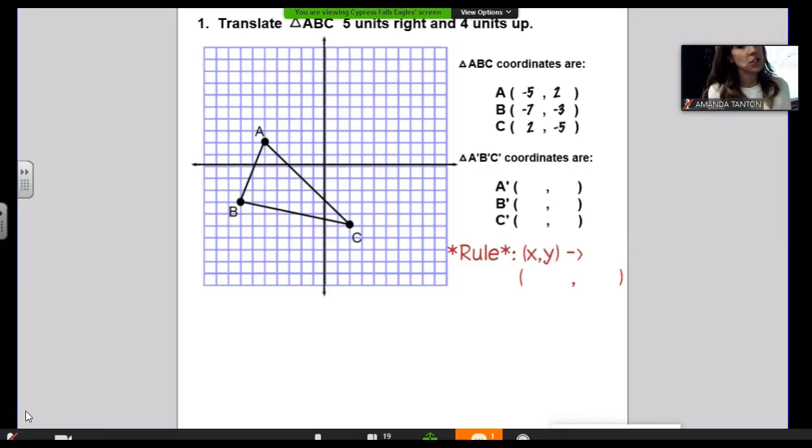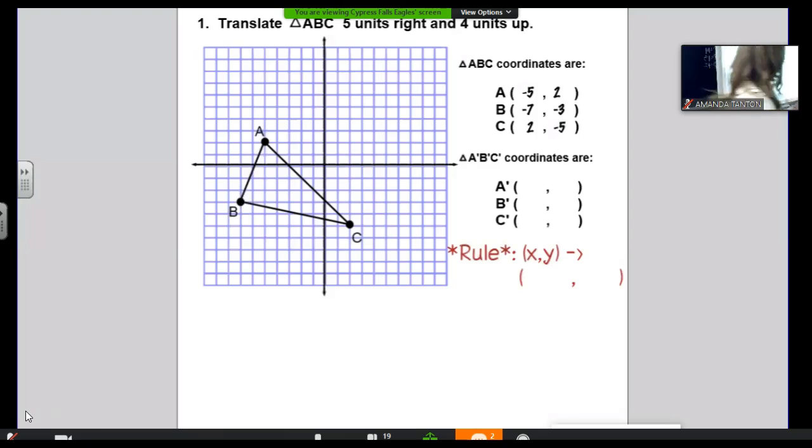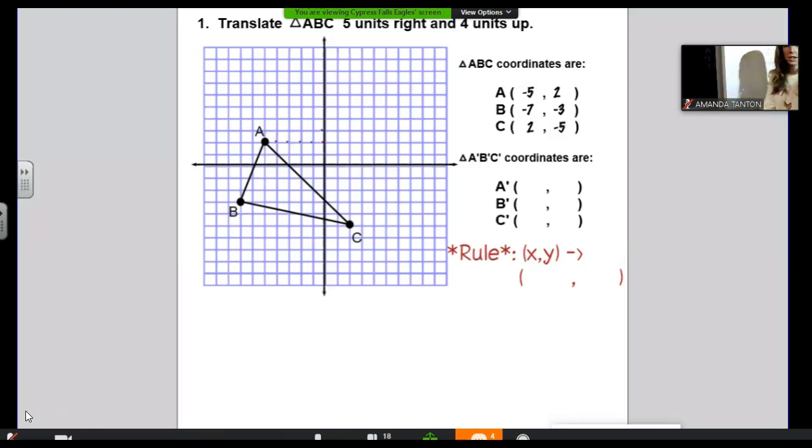So the problem says to translate triangle ABC 5 units right and 4 units up. To achieve this, we can take each vertex. We don't need to do every point on the triangle. We can take each vertex and count 5 units right, 1, 2, 3, 4, 5, and 4 units up, 1, 2, 3, 4. We would call that point A prime. We could, of course, do that to every point. So that's how we would plot it on the coordinate plane.